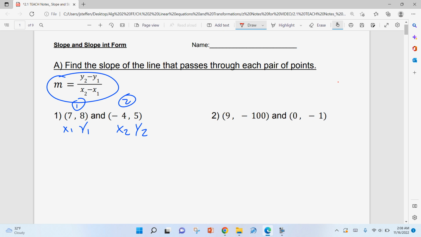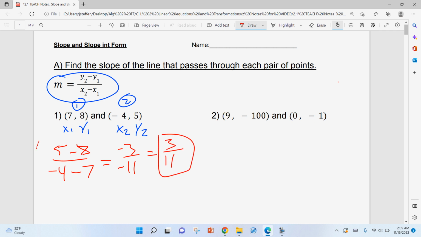So we have y2 minus y1 over x2 minus x1. Oops, I messed that up already. y1 is 8. So 5 minus 8 is negative 3. Negative 4 minus 7 is negative 11. That reduces down to 3 over 11.